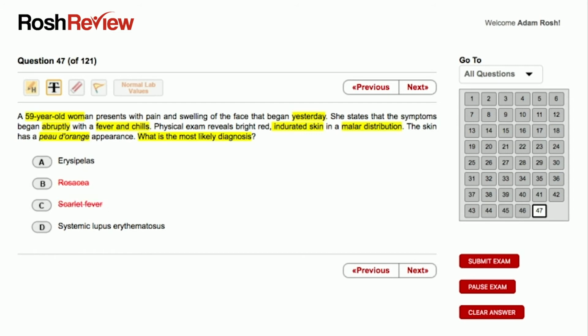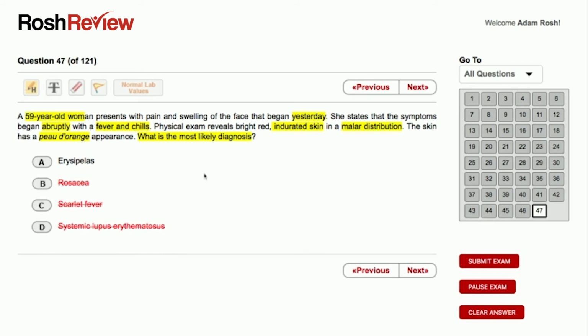Well, lupus, we know, right? Anytime I hear malar distribution, we think lupus. We think butterfly rash. However, the rash associated with lupus is not going to be abrupt in onset, and it's not going to be indurated, right? You're not going to have that peau d'orange appearance. And so we're going to cross off systemic lupus erythematosus. And that leaves us with erysipelas.